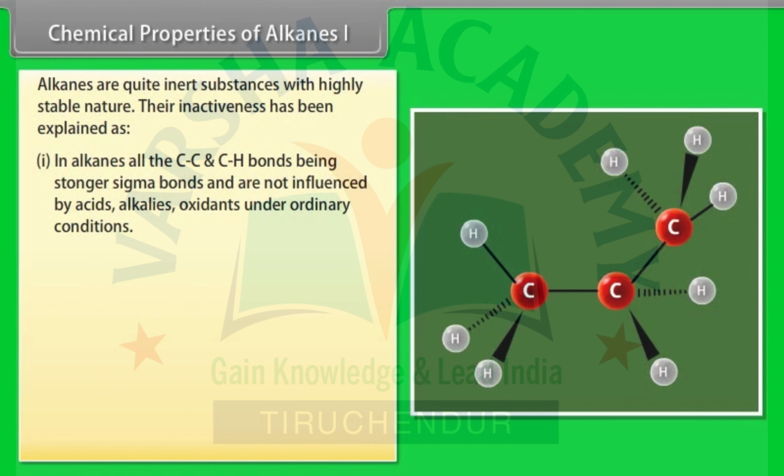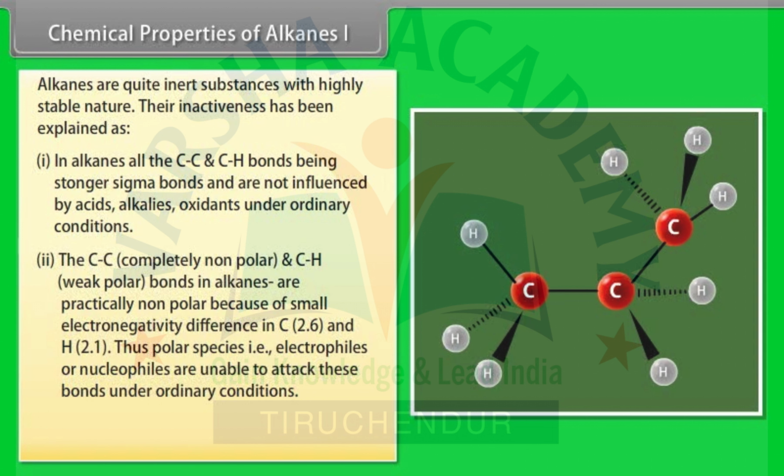In alkanes, all the carbon-carbon and carbon-hydrogen bonds are strong sigma bonds and are not influenced by acids, alkalis, or oxidants under ordinary conditions. Number 2. The carbon-carbon bonds are completely non-polar and the carbon-hydrogen bonds are only weakly polar, because of the small electronegativity difference between C, 2.6, and H, 2.1. Thus, polar species, that is, electrophiles and nucleophiles, are unable to attack these bonds under ordinary conditions.